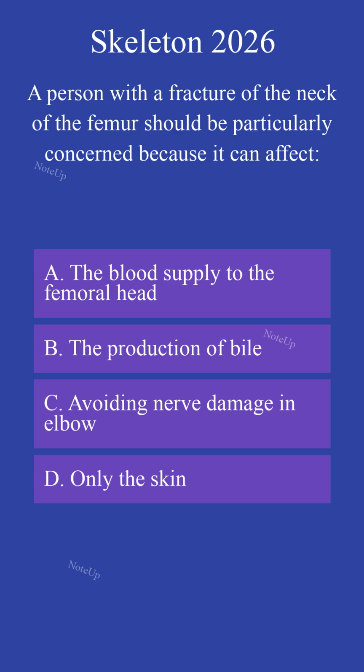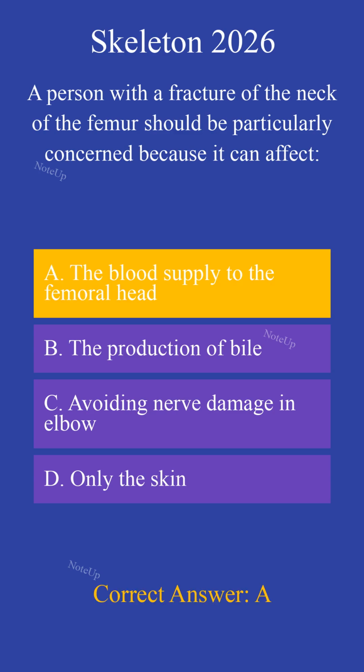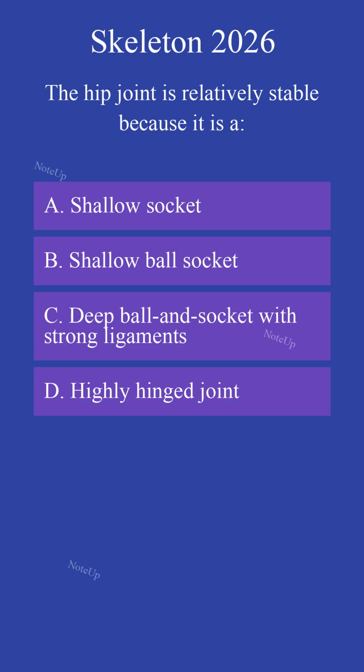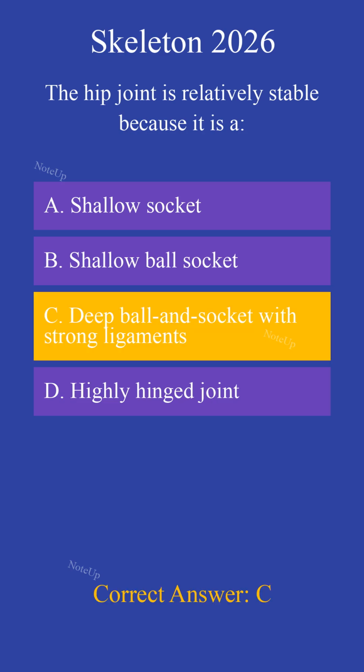A person with a fracture of the neck of the femur should be particularly concerned because it can affect. The correct answer is A. The blood supply to the femoral head. The hip joint is relatively stable because it is. The correct answer is C. Deep ball and socket with strong ligaments.